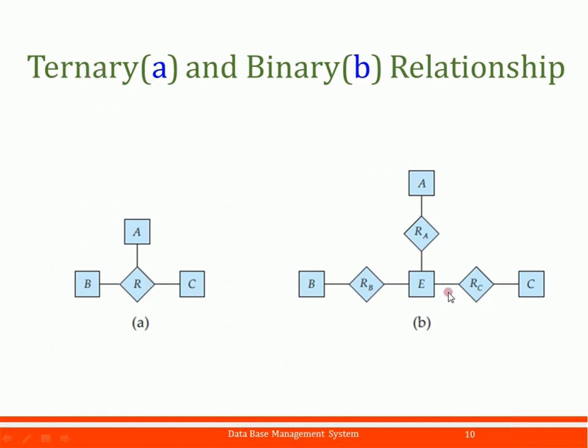The next case is the binary relationship where we have separate entities. This relation RB relates the entity B with entity E, and this is a binary relationship. Here is one more relationship which establishes a relation between the entity A and E. This is also a binary relationship. Here also we have only two entities involved in a relation, so it is called a binary relationship. So this is the difference between ternary and binary relationship, and these are called the degrees of the relation.